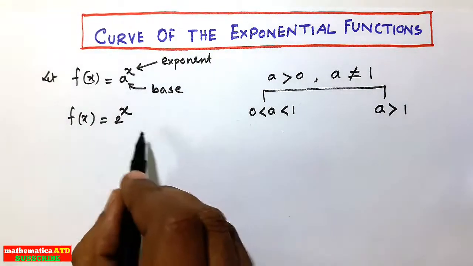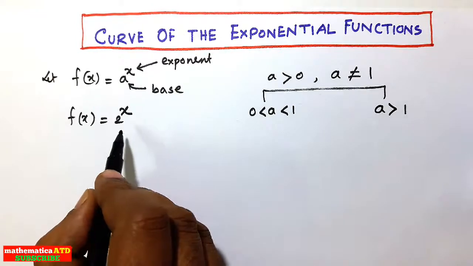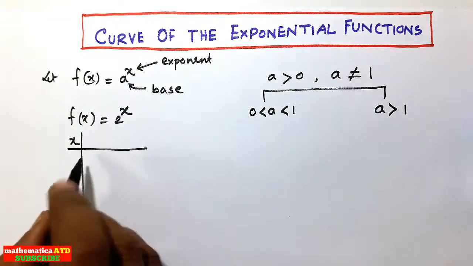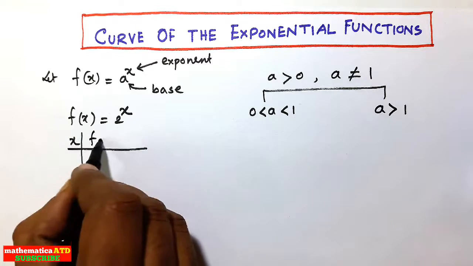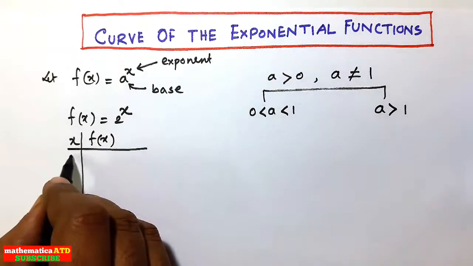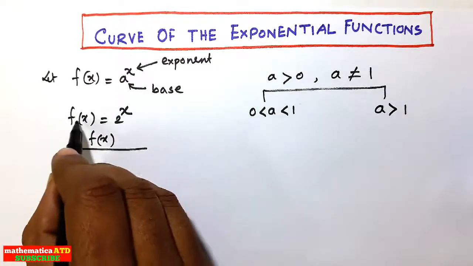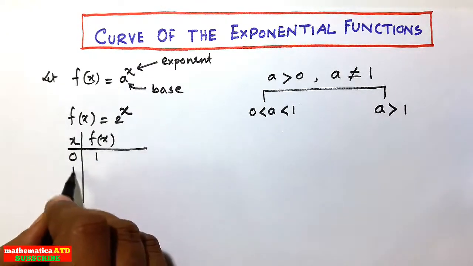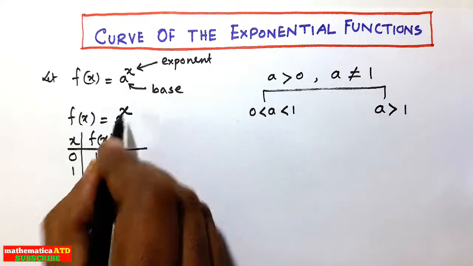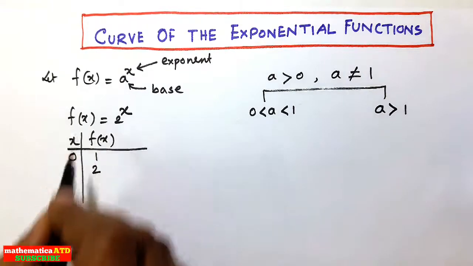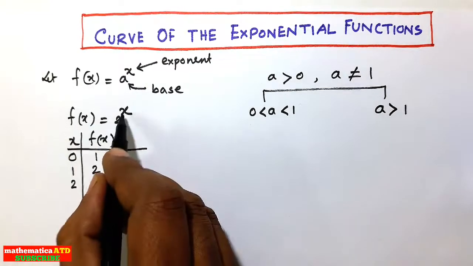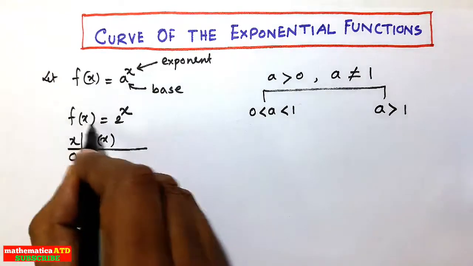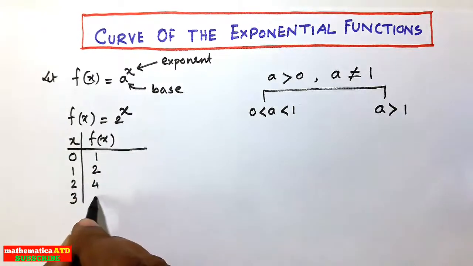Now friends, we shall take some points of x for which we shall get the values of f(x). Say x is equal to 0. So when x is equal to 0, then f(x) is equal to 2 to the power 0, that is 1. When x is equal to 1, then f(x) is 2 to the power 1, that is 2. For x equal to 2, f(x) is 2 to the power 2, so 4. For x equal to 3, f(x) is 2 to the power 3, which is 8, and so on.